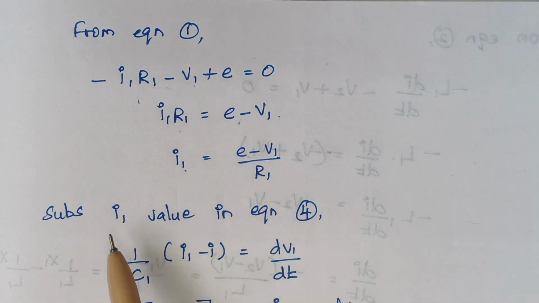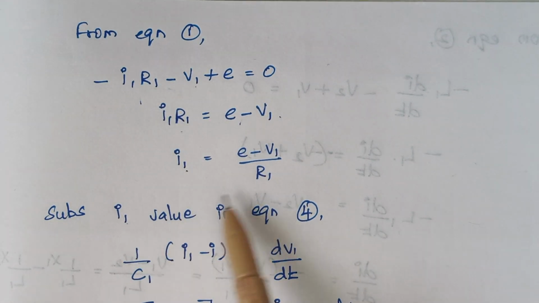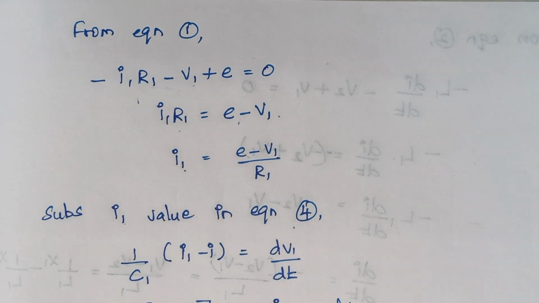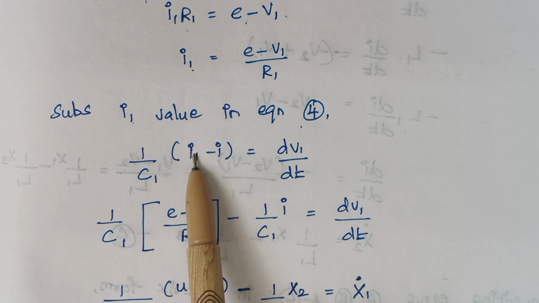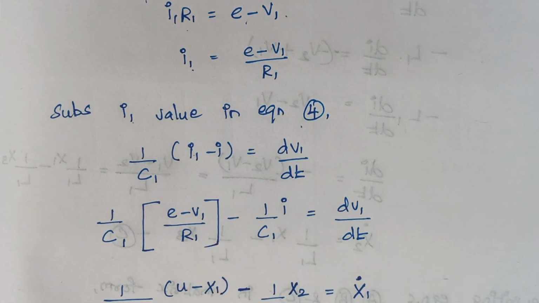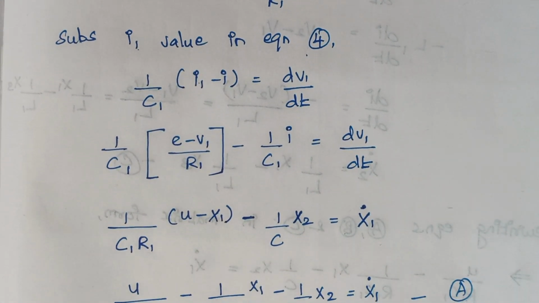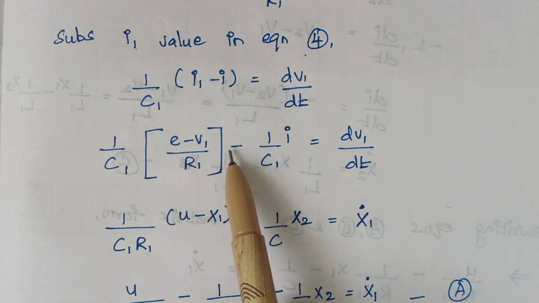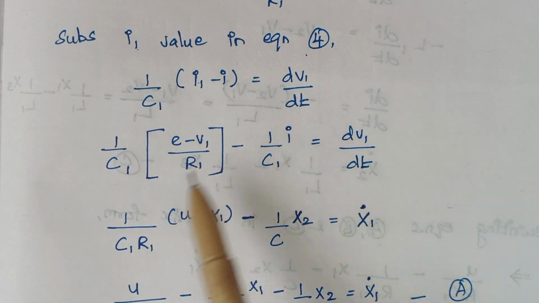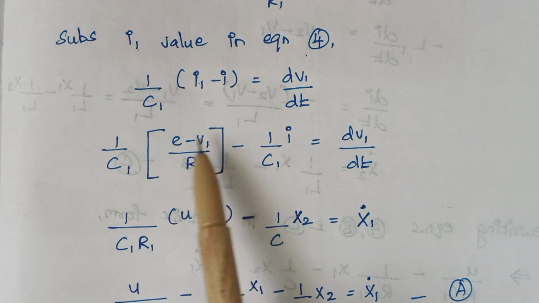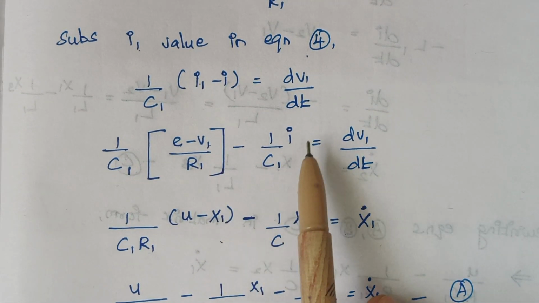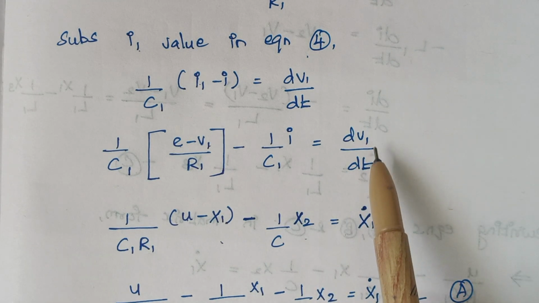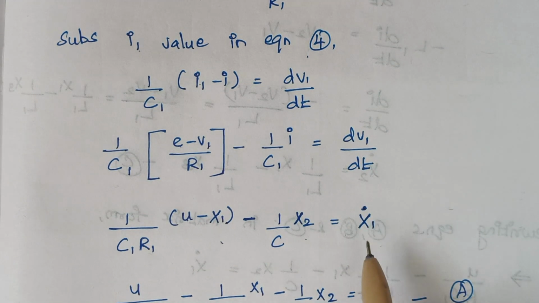The next step is we are going to substitute this I1 again in equation number 4. So this is our equation number 4, and I1 is replaced with this expression, right? And now we are going to replace it with the state variables. So here E is nothing but U, V1 is nothing but x1, and this I is x2, and again dV1 by dt can be represented as x1 dot, right?